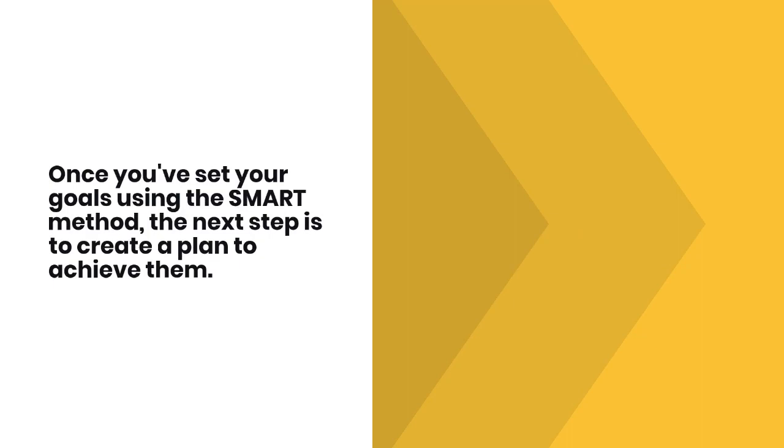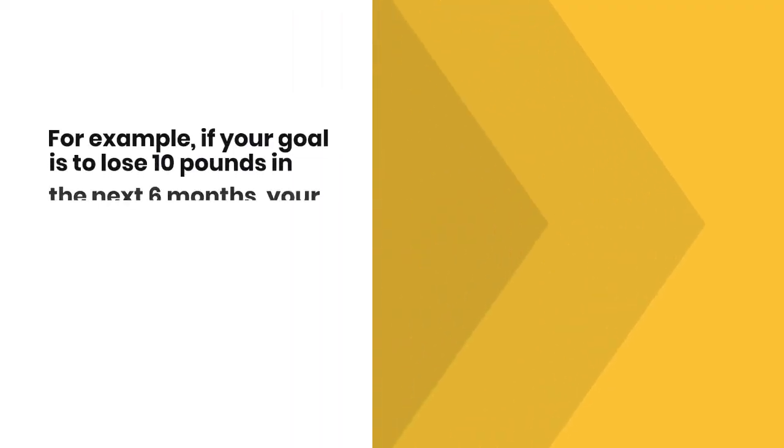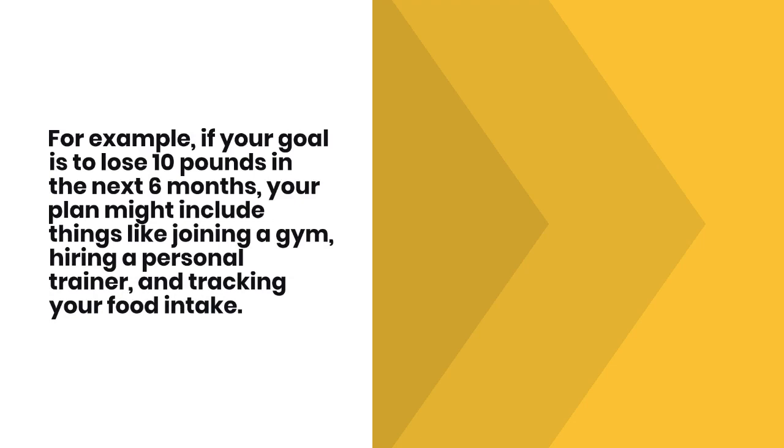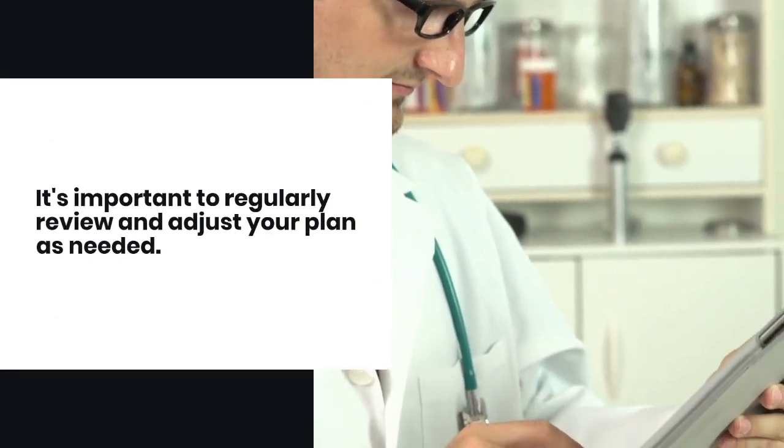Once you've set your goals using the SMART method, the next step is to create a plan to achieve them. This can help you break down your goals into smaller, manageable tasks. For example, if your goal is to lose 10 pounds in the next 6 months, your plan might include things like joining a gym, hiring a personal trainer, and tracking your food intake. It's important to regularly review and adjust your plan as needed.